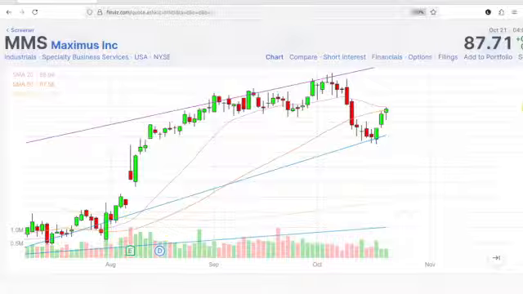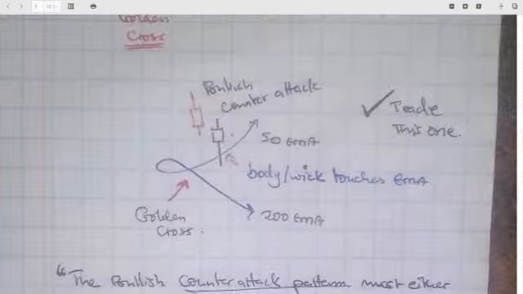So this is the strategy. All right, so I'll be back. I just want you to study this strategy. Just study the strategy. Remember, this is the strategy that we are using.